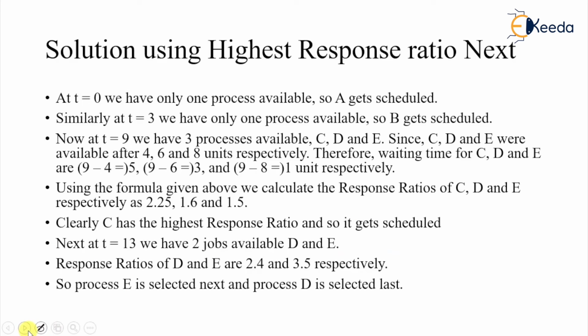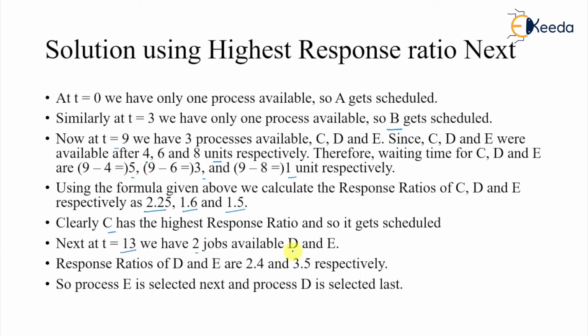This entire process I have summarized here. At T equal to 0 we have only one process available, and at T equal to 3 only one process is available and scheduled. At T equal to 9, there are 3 processes, C, D and E, which were available at 4, 6 and 8 units respectively. Therefore the waiting times are 5, 3 and 1, and using the formula we get 2.25, 1.6 and 1.5. C has the highest response ratio, so it gets scheduled.